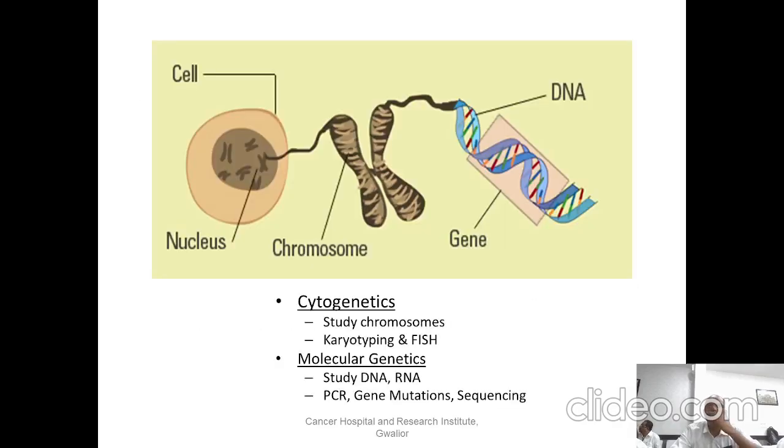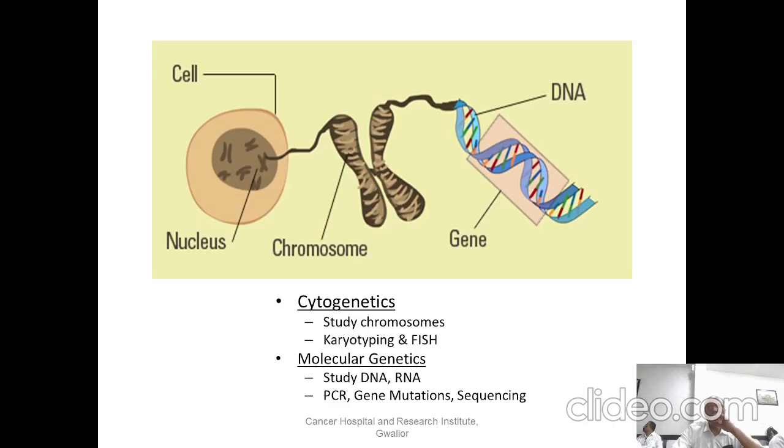So as you can see here, a very simplified diagram where you have a cell and a nucleus. In the nucleus, you have chromosomes, which are made up of histones, and DNA is wrapped around like a ribbon on that histone core. And that DNA has your gene. So your gene is basically a code, which is AGCT, four bases, two purines and two pyrimidines.